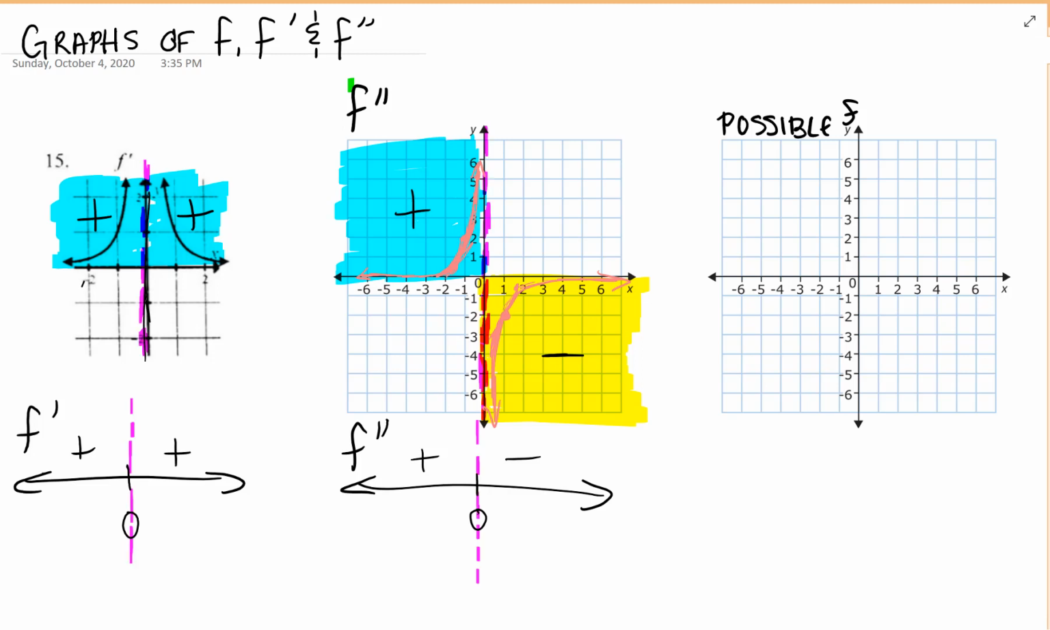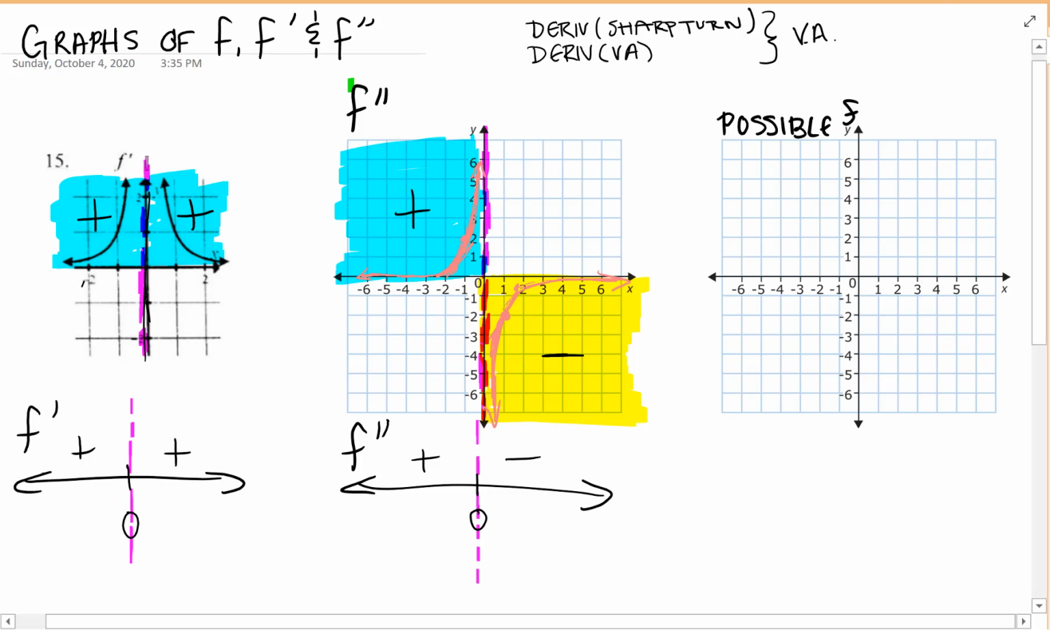Now let's remember that the derivative of a vertical asymptote is still a vertical asymptote, and the derivative of a vertical tangent gives you a vertical asymptote. Since a vertical asymptote is not a critical number, it's a discontinuity, it stays a vertical asymptote. So once a vertical asymptote, always a vertical asymptote. Now, was this a vertical asymptote before it got to f prime?